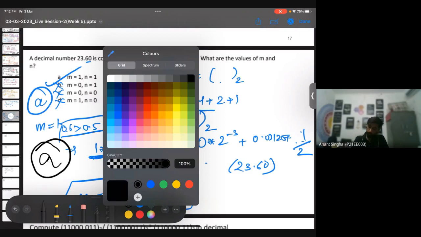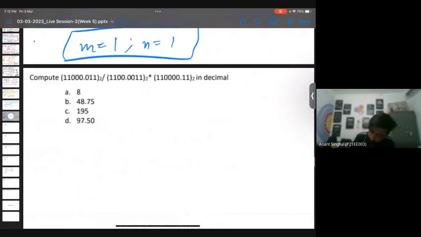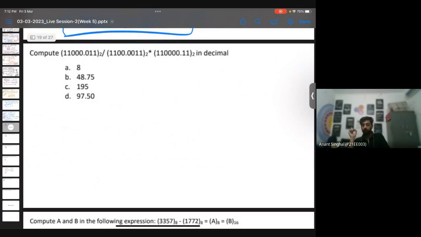I hope it is clear. It was quite easy. We'll proceed to the next question in a minute. So it is again calculation based. Maybe you can try that too.